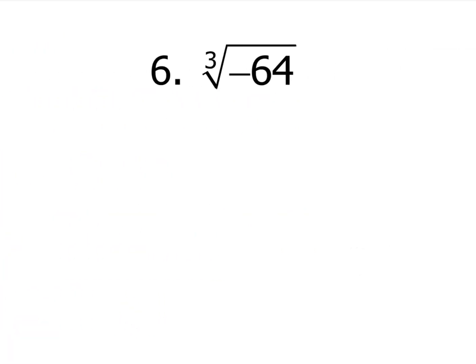On number 6, we have another negative inside, but this time our radical is a cube root. It's an odd root, so this is allowed because you could have three negatives make this. Every time you have this situation, your answer is going to have a negative in front of it. So when we break down our number, we're going to want to use some negatives.